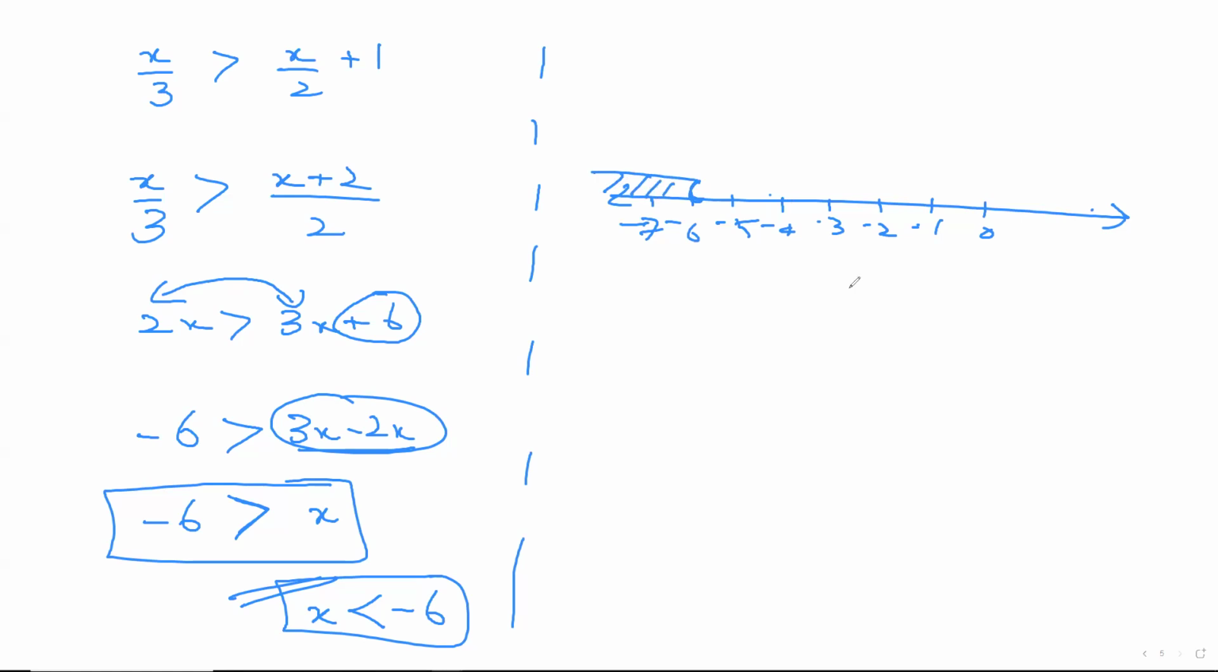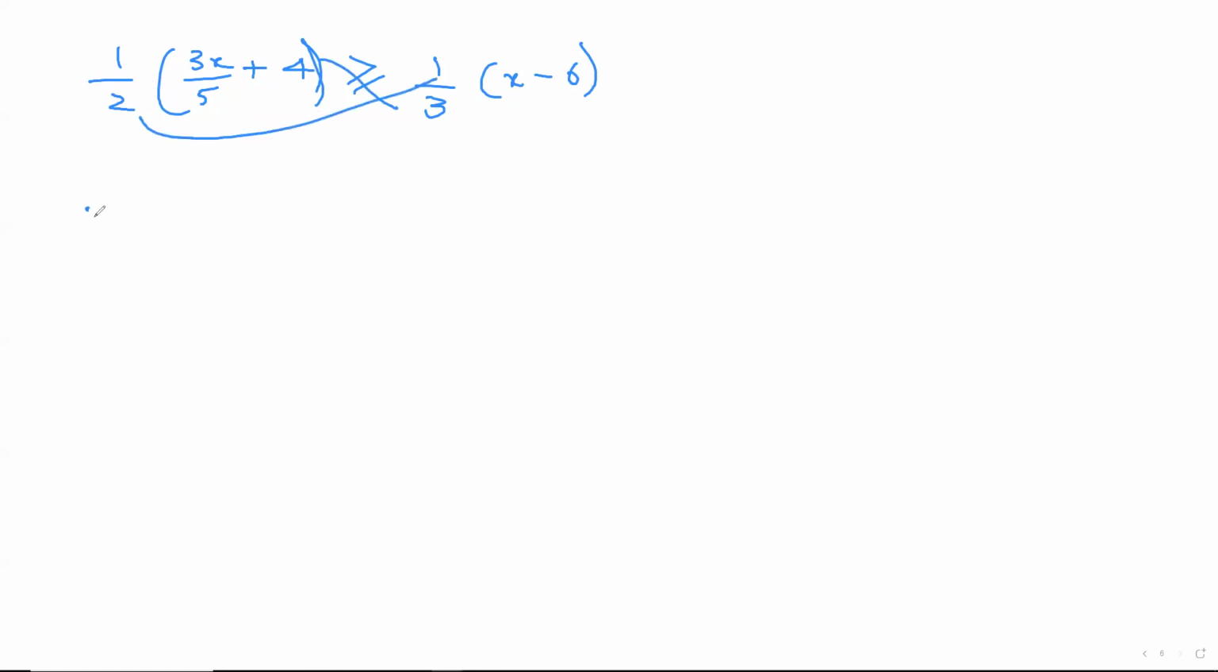Remember that. Next, one more very interesting question. Not difficult, but asked multiple times. Half into 3x by 5 plus 4 equal to 1 by 3 into x minus 6. Okay, now regular. In fact, don't open the bracket. Crisscross. 3, send the 3 this side, send the 2 this side. Okay, so it becomes 3 into 3x by 5 plus 4. Keep the symbol as it is. 2 into x minus 6.